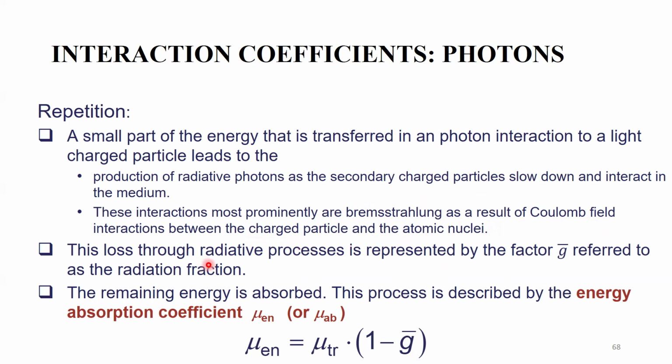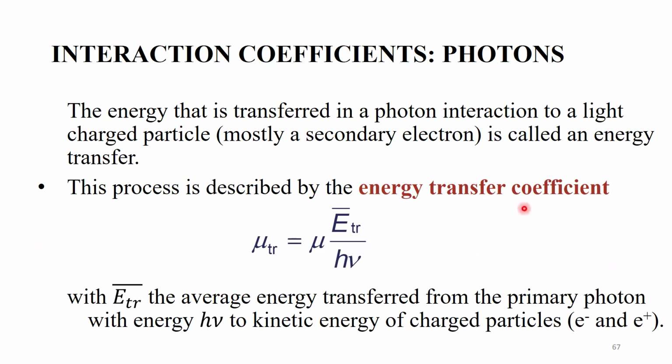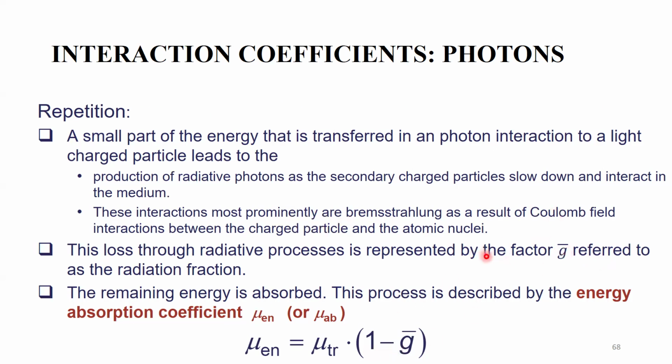So this loss through radiative processes is represented by the factor G bar. This G bar is what we called the radiation fraction. The remaining energy is absorbed. So the loss is expressed by the factor G bar, while the remaining energy is absorbed. This process is described by the energy absorption coefficient mu En. So mu En equals mu Tr times 1 minus G bar. What is mu Tr? It is the energy transfer coefficient. And G bar is the factor we talked about a moment ago, which is the radiation fraction.